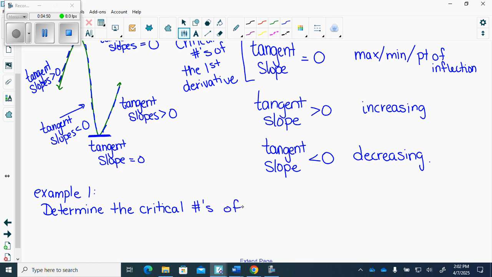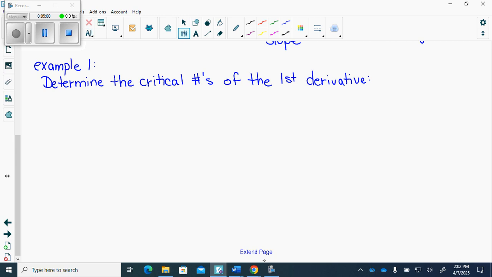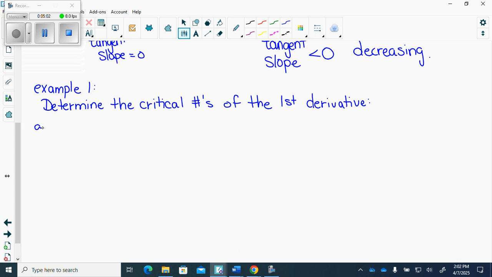Determine the critical numbers of the first derivative. So all we're doing right now is just finding where that tangent slope equals 0. So A, f of x equals x cubed minus 3x squared. Can everyone type that into their y equals with their calculator?